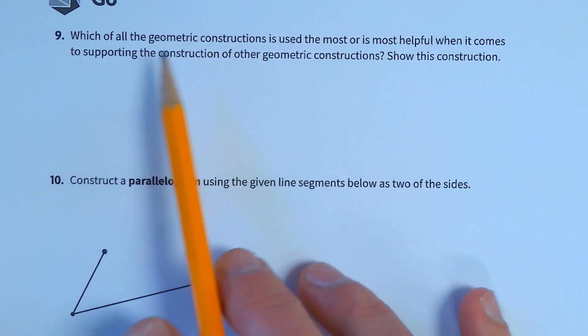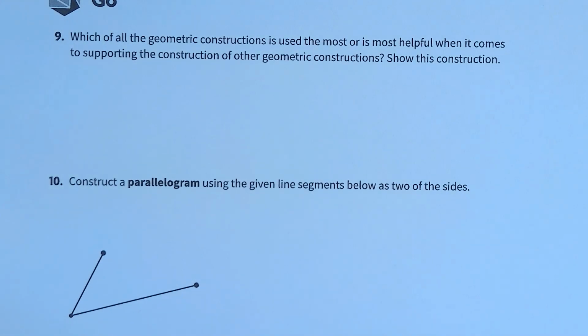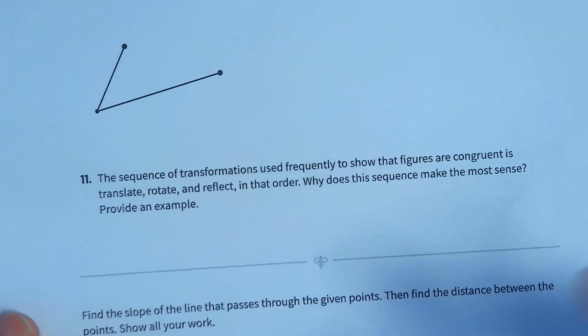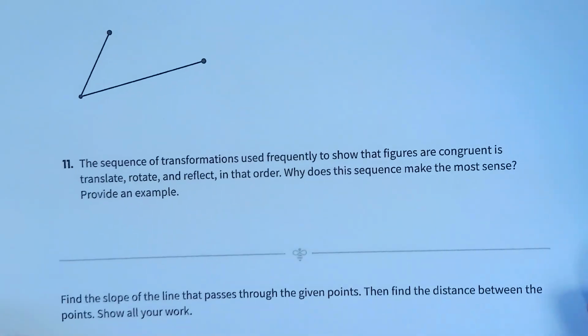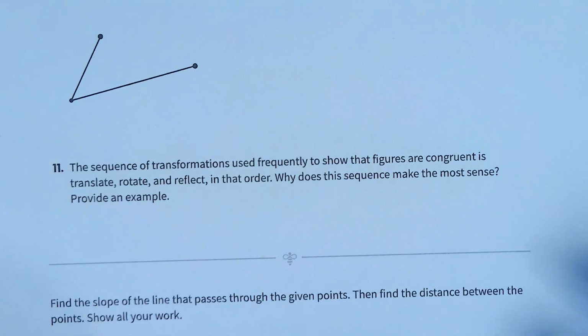What is the most famous of all geometric constructions? Hint, it's the Schoology thumbnail. Construct a parallelogram. You guys got this. Sequence of transformations. It's the famous sequence, point to point, side to side, and then reflect if necessary.